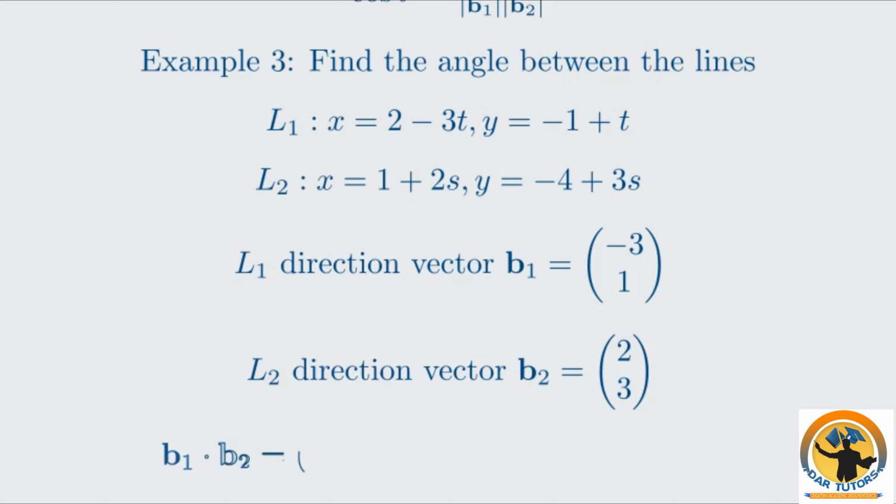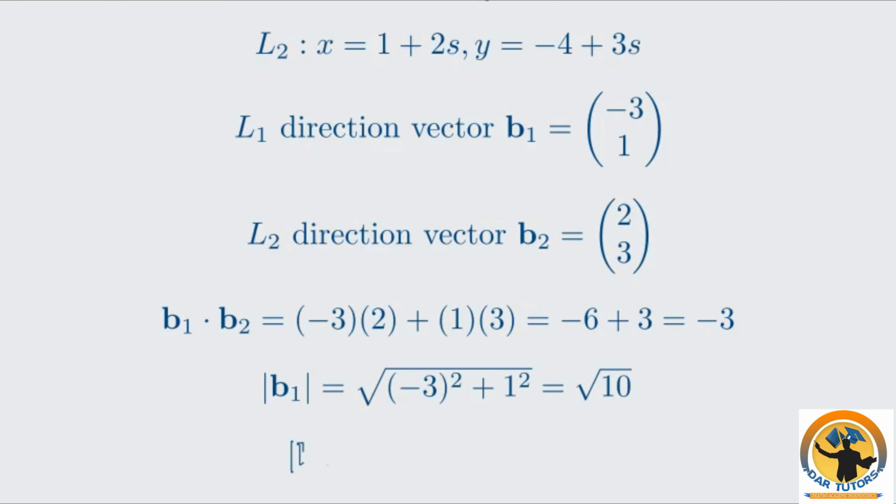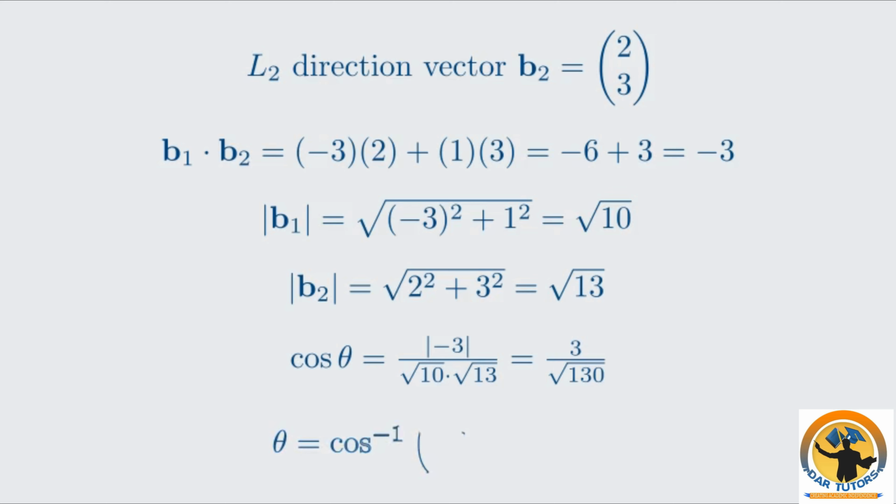The dot product b1 dot b2 is -3 times 2 plus 1 times 3, which is -6 plus 3, or -3. The magnitude of b1 is the square root of (-3) squared plus 1 squared, which is the square root of 10. The magnitude of b2 is the square root of 2 squared plus 3 squared, which is the square root of 13. So cosine of theta equals the absolute value of -3 divided by the square root of 10 times the square root of 13. This simplifies to 3 over the square root of 130. Taking the inverse cosine, we find that theta is approximately 74.7 degrees. This is the acute angle between the 2 lines.